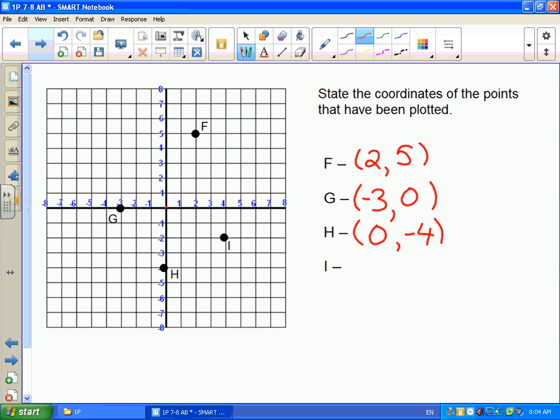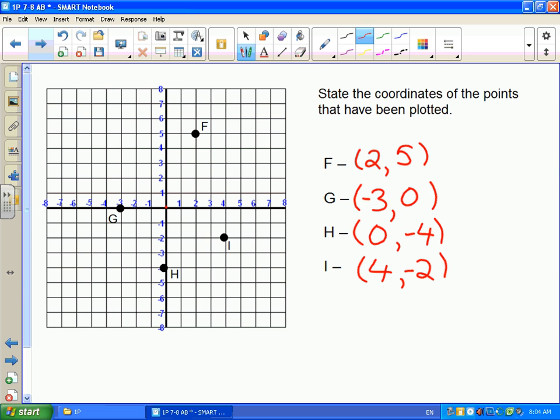So negative 4. Finally, our I-coordinate: start at 0, 0. We have to go over 1, 2, 3, 4 in the x direction. And then we have to go down 1, 2, so 4, negative 2. So that's the basics of plotting points on a scatter plot.